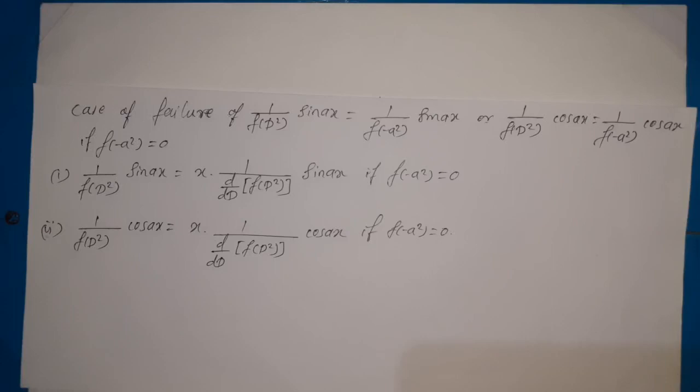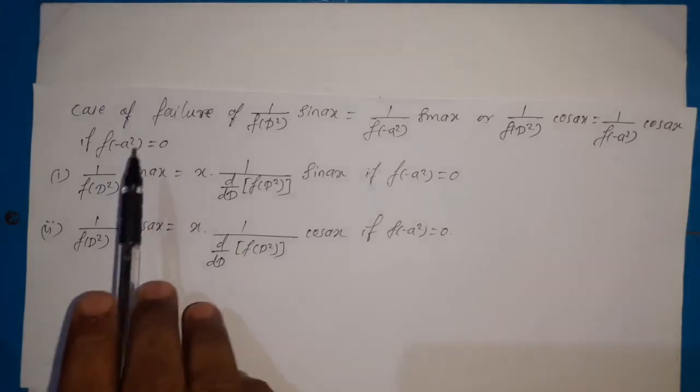So as in the previous case of failure, that is the case of failure for the first type of the particular integral, means when the RHS is of the form e power ax, then also we did the same thing, that is x divided by f dash of D into e power ax. Then again we need to substitute D is equal to a. So again if f dash of a is equal to 0, once more we need to differentiate the denominator with respect to D. So then that becomes x square divided by f double dash of D and so on. So here also the procedure is same.